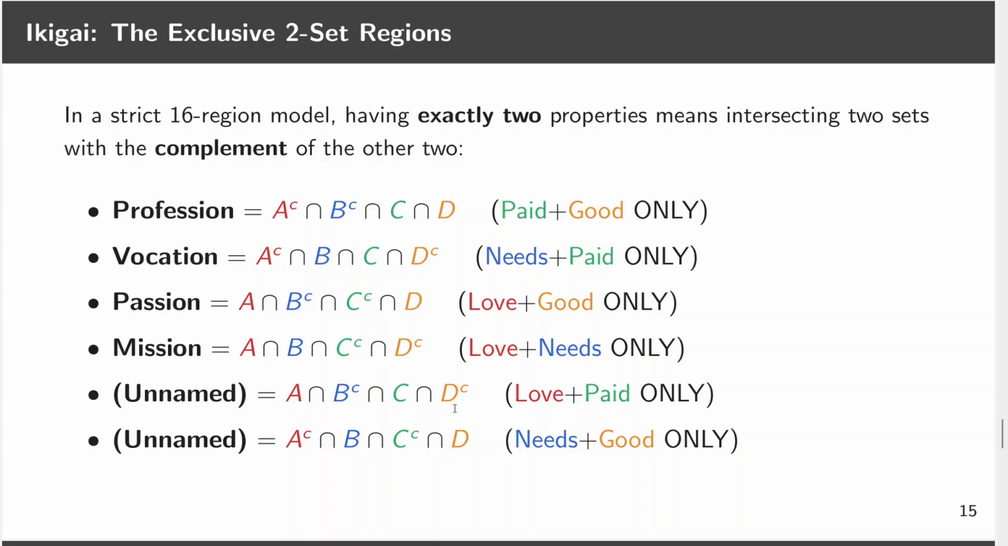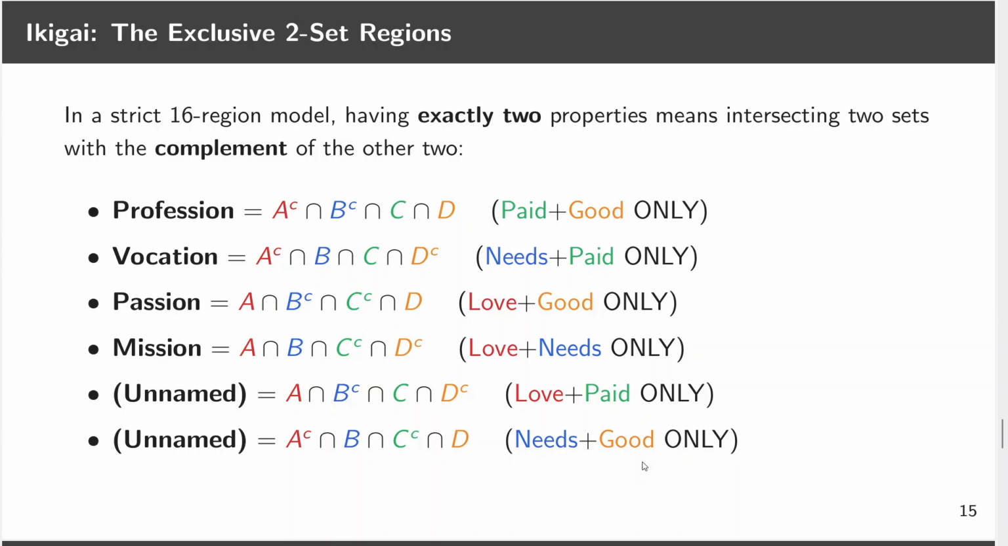And the region where the world needs something and you are good at it, but you don't love it and aren't paid for it. Also nameless, mathematically, A complement intersect B intersect C complement intersect D. Selfless and skilled, but neither joyful nor financially sustained. The fact that the mathematics produces these unnamed regions is itself a reminder of how honest and complete the Venn diagram is as a tool. Life contains these combinations too, even when our cultural vocabulary hasn't gotten around to naming them.